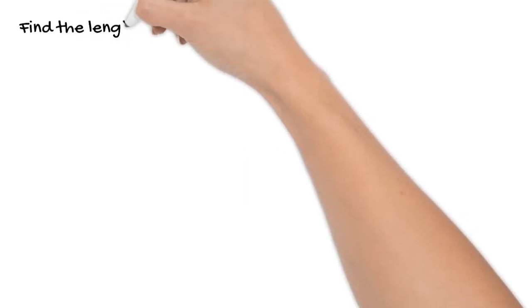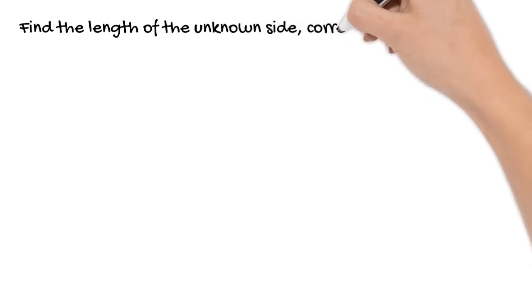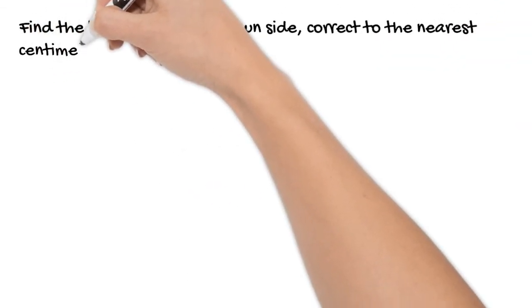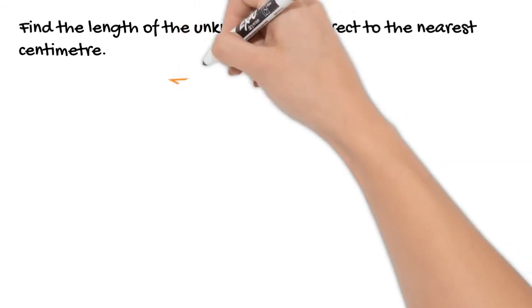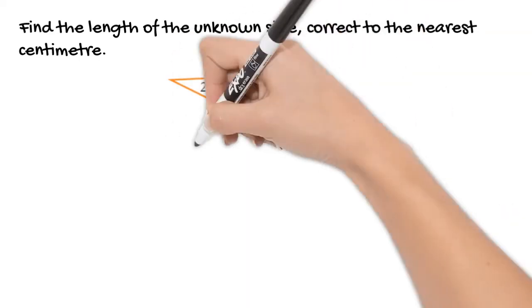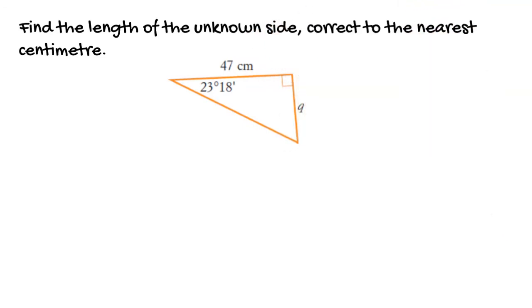Now, I just want to show you another example here where our angle is marked slightly differently to what we may be used to seeing. In the diagram, you can see the angle is 23 degrees, 18 minutes. Now, that's another way of measuring angles. When we're measuring angles, we don't normally use decimal places. We use degrees, minutes, seconds. So you can use that button on your calculator to enter the angle in. So looking at our diagram, we have our angle of 23 degrees, 18 minutes. We have one side which is 47 centimeters and another side which is Q.